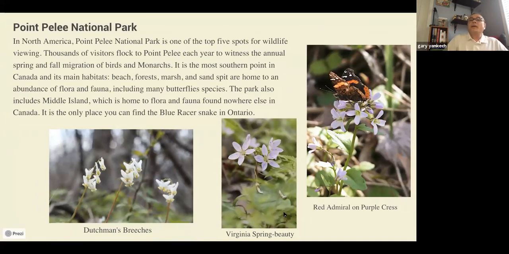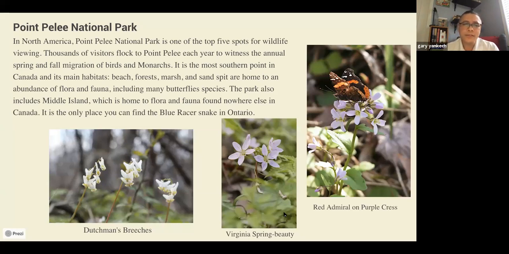So Point Pelee National Park, I know it is far away. It's a good 4 hours away, but it is one of the top 5 places in North America to see bird migration and other migration, particularly the monarch butterfly. So every year people go down in the spring, in May, and in the fall, in October, to see the migration, thousands of monarchs that are passing through. It is the most southerly point in Canada. It's in fact at the same latitude as northern California.